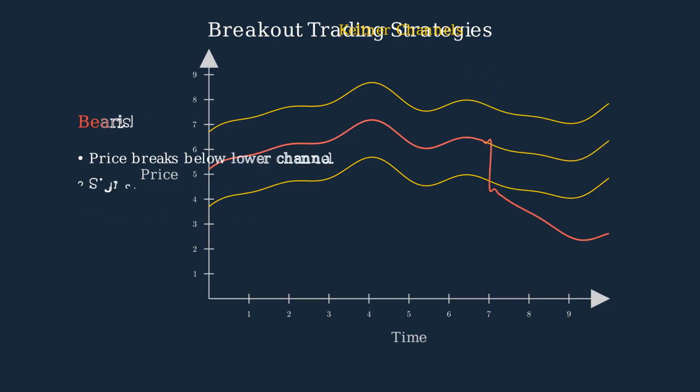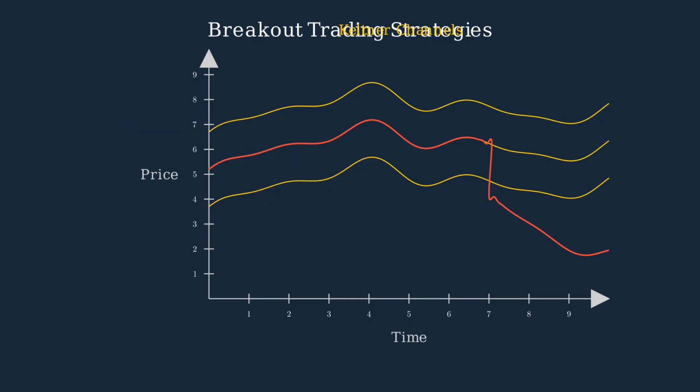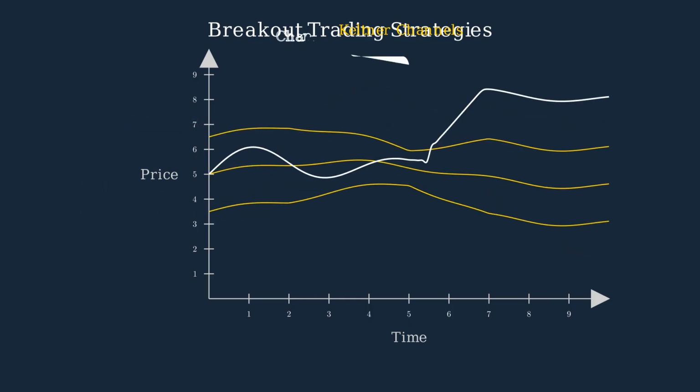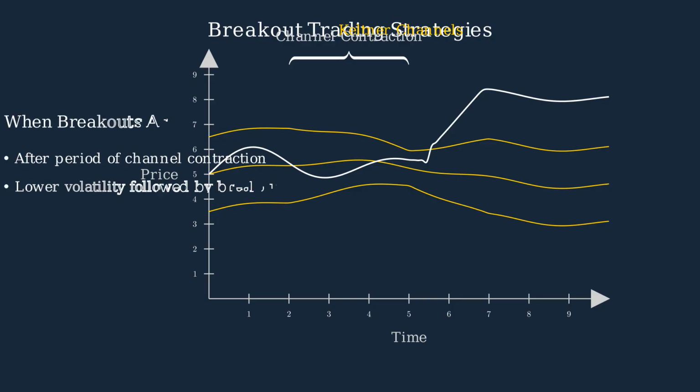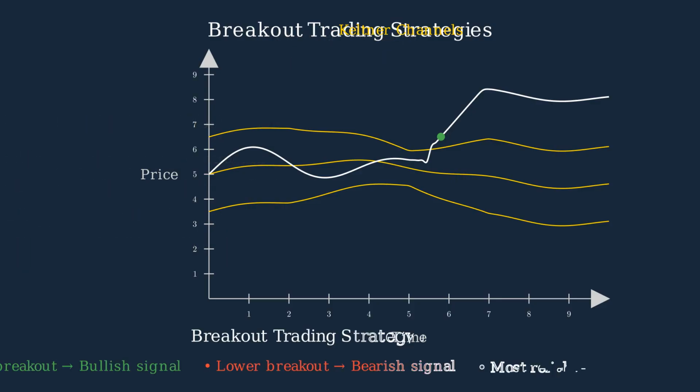Conversely, a bearish breakout occurs when price breaks below the lower channel. This can indicate strong downward momentum and a potential selling opportunity. Breakouts are most reliable when they occur after a period of channel contraction. When Keltner channels narrow, it indicates lower volatility. A subsequent breakout from this contracted state suggests a new trend may be forming. To summarize, Keltner channel breakouts can provide powerful trading signals, especially when they occur after periods of channel contraction.